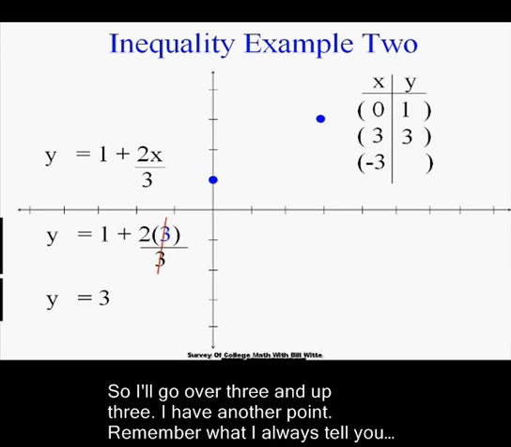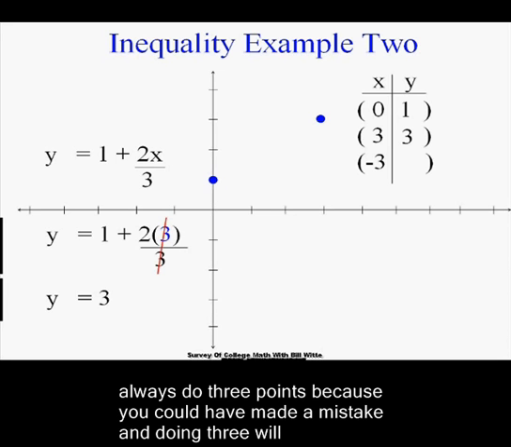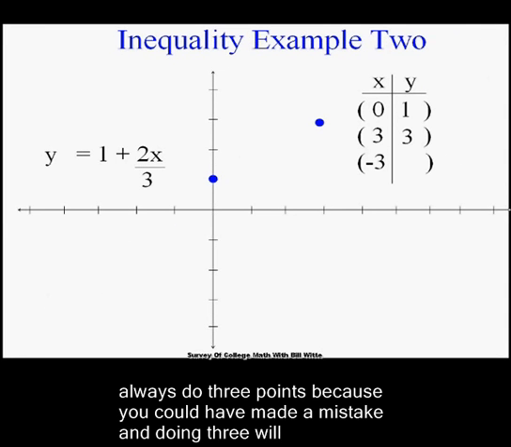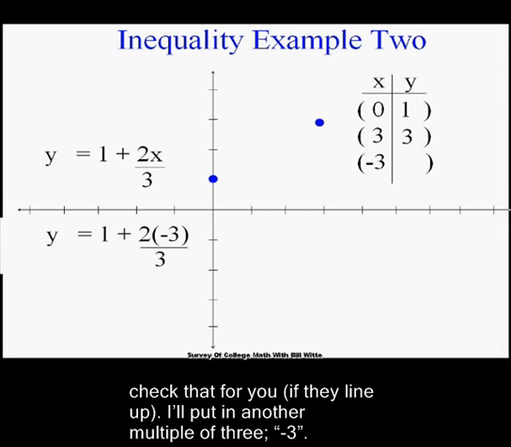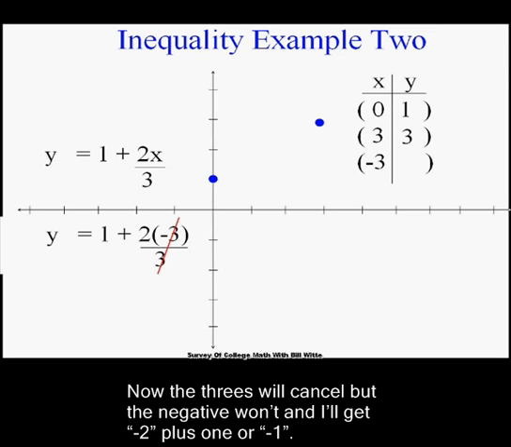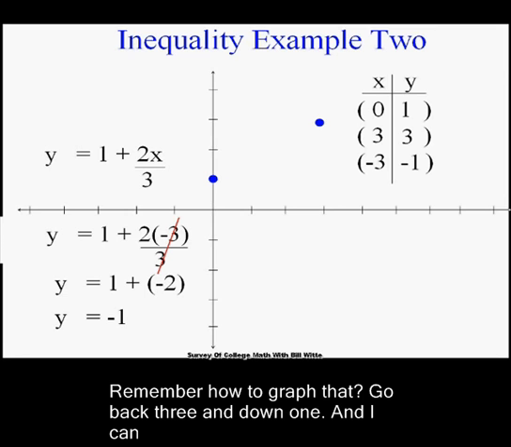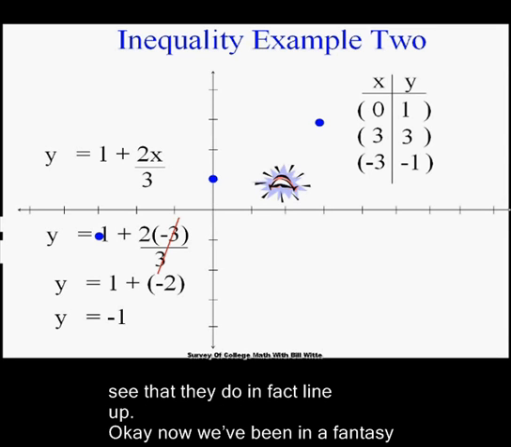Now remember what I always tell you. Always do 3 points, because you could have made a mistake. So I'm going to put in another multiple of 3, negative 3. Now the 3's will cancel, but the negative won't. So I'll have negative 2, and I'll have to add 1 to that. And I get a negative 1. Remember how to graph that? Go back 3 and down 1. Yeah, baby. I can see they do in fact line up.